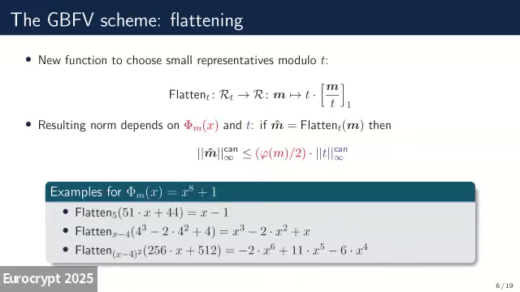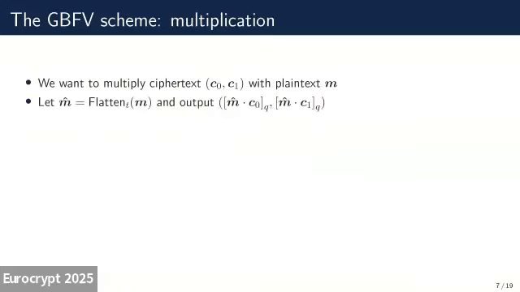Finally, flattening can also be defined for a more general polynomial. In that case, we still see that the output is a polynomial with small coefficients, but there is not really such an interpretation. It's not a coefficient-wise reduction and not a base b expansion.